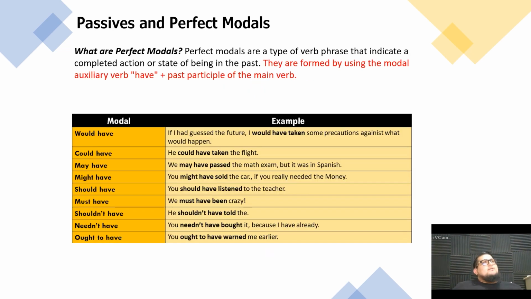The passive and perfect modals. What are the perfect modals? Perfect modals are a type of verbs that indicate a completed action or a state of being in the past. They are formed by using a modal auxiliary verb plus have plus the past participle of a main verb. Will have, could have, may have, might have, should have, must have, shouldn't have, needn't have, ought to have.